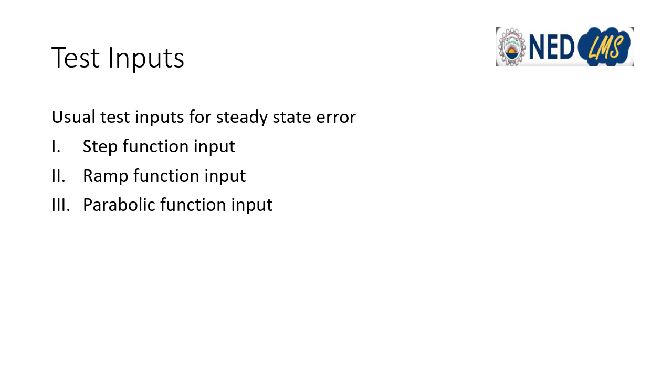Obviously we can have higher order inputs, but usually with inputs above the parabolic function, we have unstable systems, and we sometimes find jerks in the system. So we do not prefer to use higher order inputs other than the parabolic. Maximum we use the parabolic, otherwise usually we use step and ramp functions.